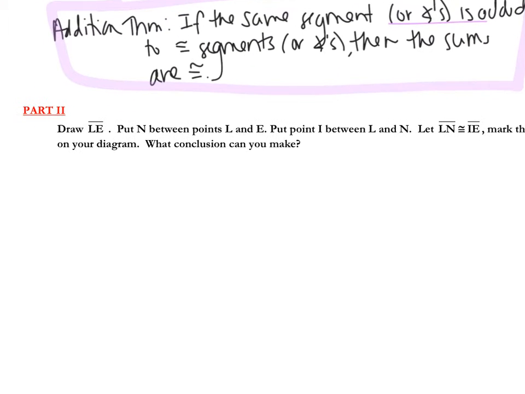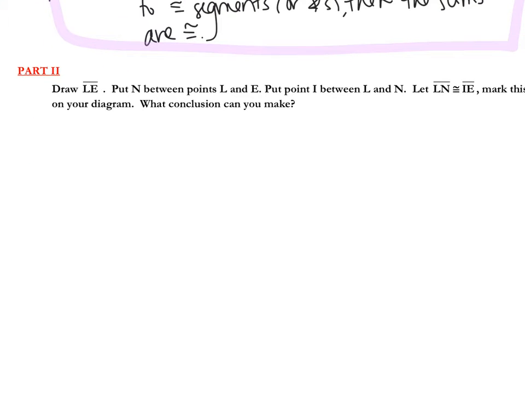All right, we're going to draw that same exact diagram again. So we have L and E, N, and I. This time, we're going to mark LN congruent to IE. So LN is congruent to IE. What conclusion can we make?